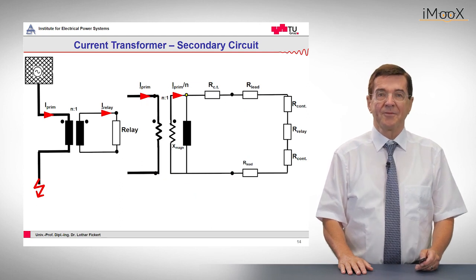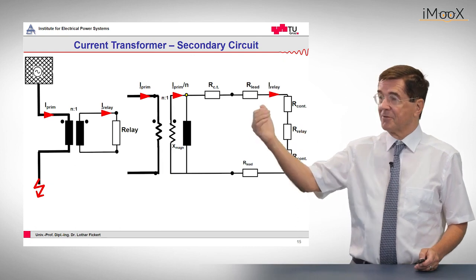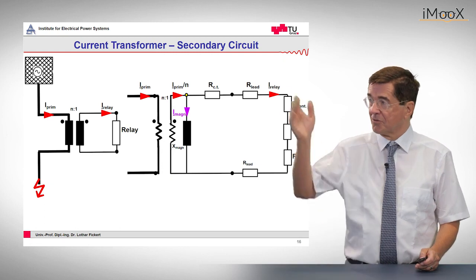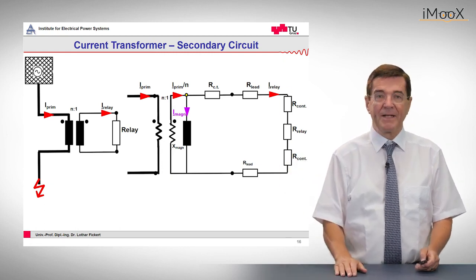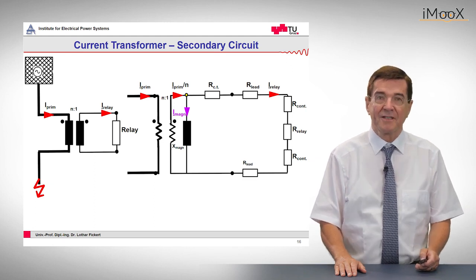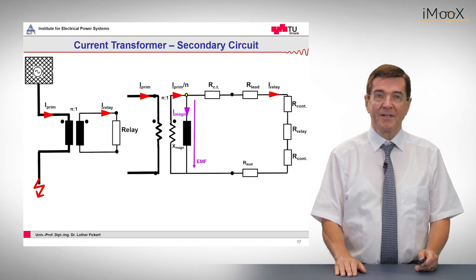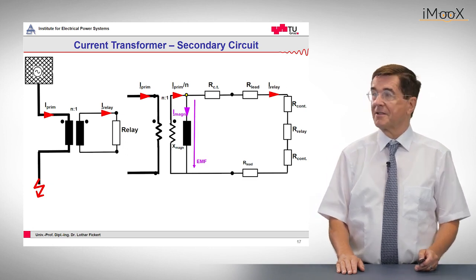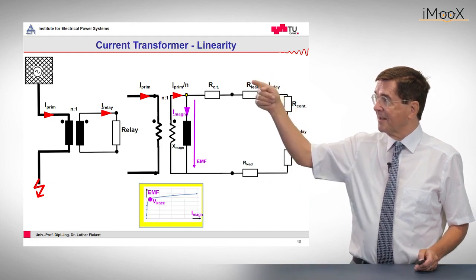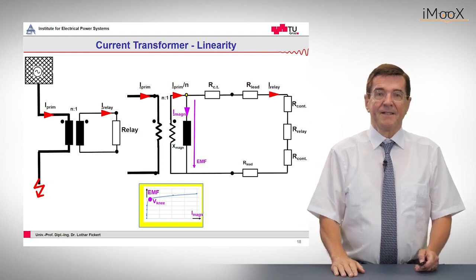So the current which comes in now has two options where to go. It can go into the relay, which is the path which we want, and it can also go down into the magnetizing impedance, which is something like a shunt impedance, and that reduces, of course, the output current. And while it does so, there is a voltage across the terminals of this current transformer, which is made up of the current times the burden resistances.